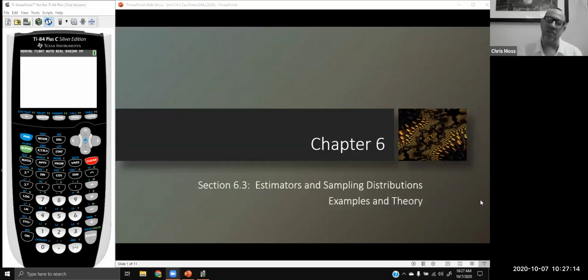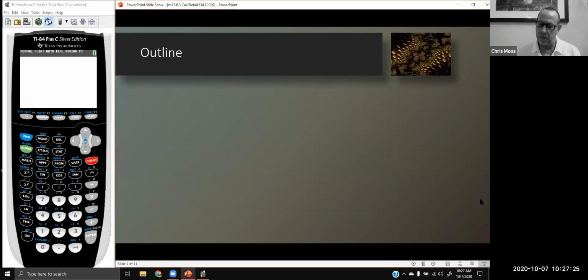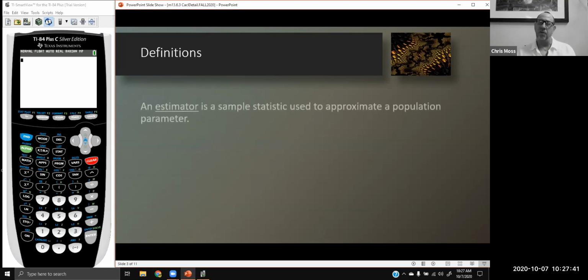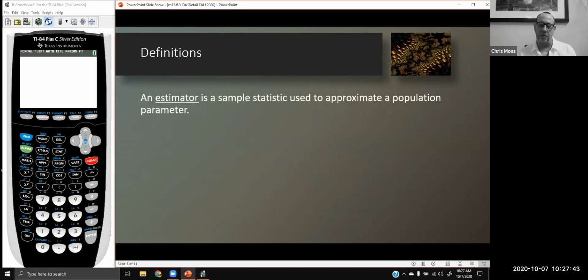All right, so section 6.3, estimators and sampling distributions. We have some examples for you and a little bit of theory. In terms of an outline, we're going to define the notion and the role of an estimator. We'll explore some very basic sampling distributions, and we'll introduce sample and population proportion metrics towards the end. All right, so definitions first. If you've already looked at the material for 6.3, this should be review.